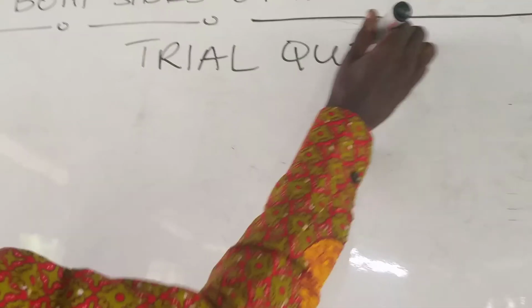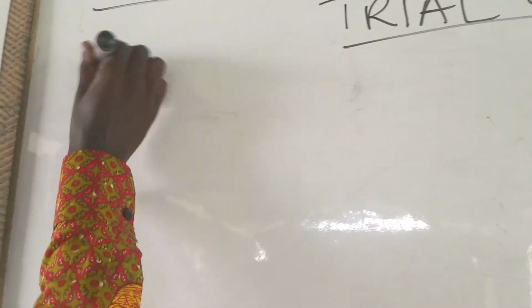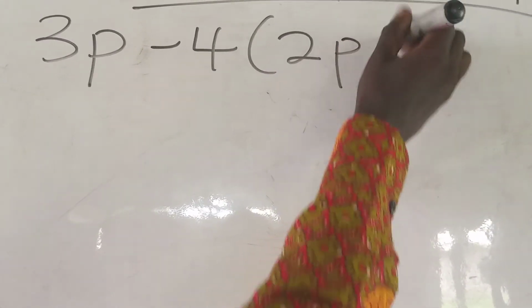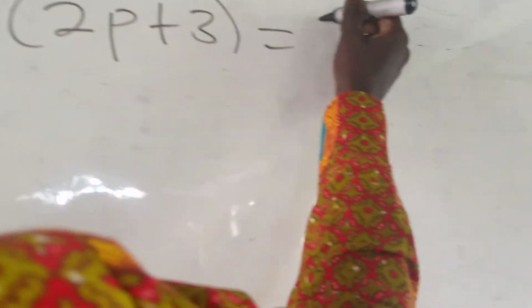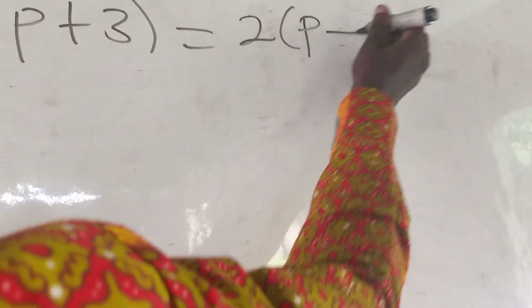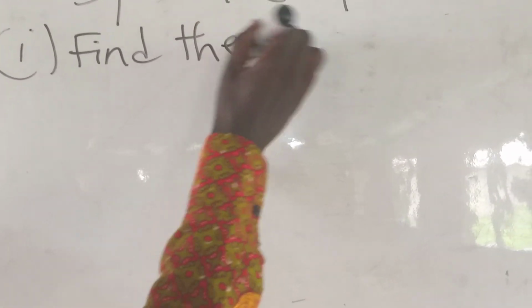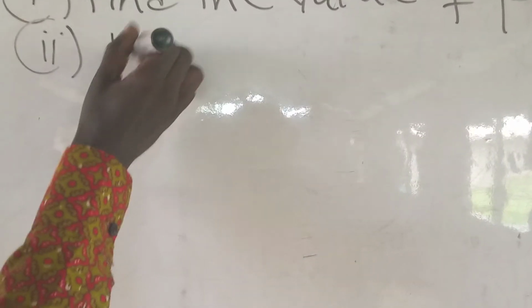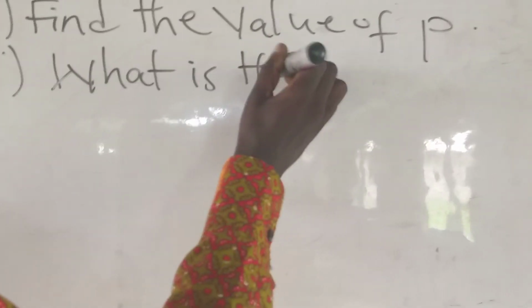Let me give you some practice questions so that at your leisure time, you try your hands on it. Practice questions. One, if 3p minus 4(2p plus 3) is equal to 2p minus 2, find the value of p. What is the solution set?